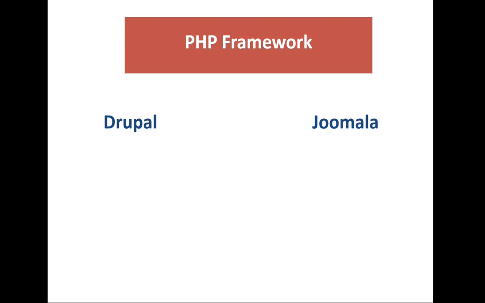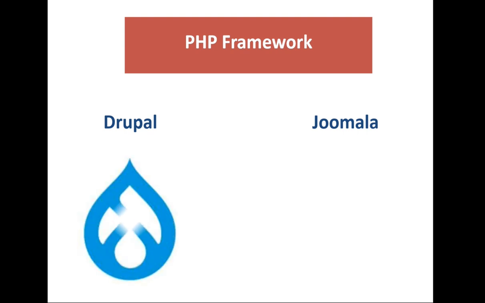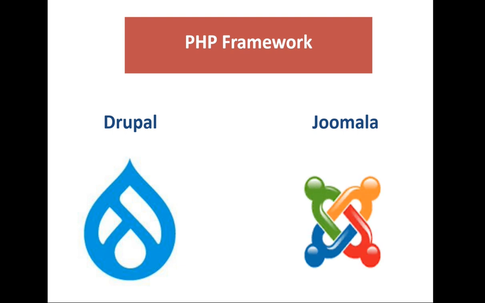There are two main frameworks available in PHP, that is Drupal and Joomla. The name Drupal came from a drop. It means a drop, which is the smallest part of information which can be required to process data, which can be useful, but it is there.